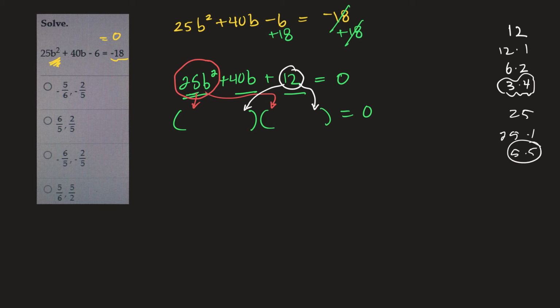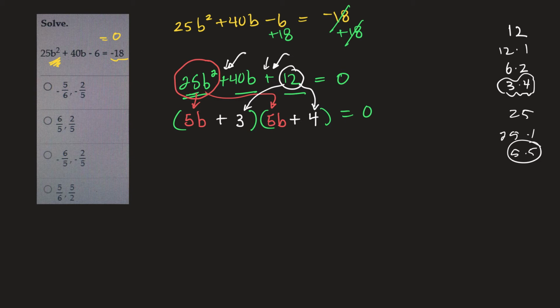Okay, so let's split the 25b squared up. So I'm going to put a 5b here and a 5b there, because I know 5b times 5b gives me the 25b squared. Then the 12, I'm going to put a 3 here and a 4 there. Now, since this sign is positive and this side is positive, both of these have to be positive. Basically, because this sign is positive, they both have to be the same. Since this is positive, they're both positive.